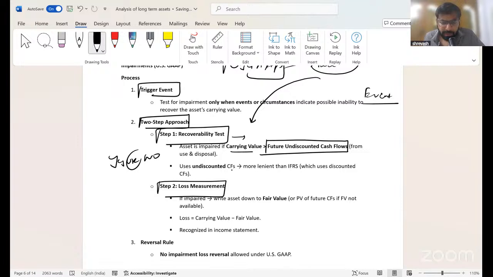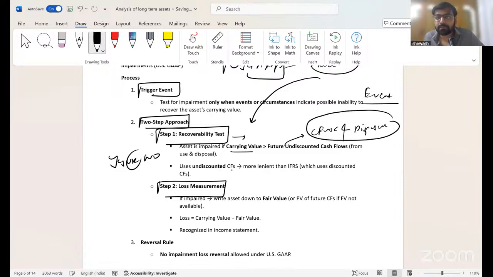Okay, so you compare carrying value with the future undiscounted cash flows. What does that mean? Whatever I am going to get from this asset in the future, in terms of the use of the asset and the disposal, I don't take the present value of it, I directly take it.